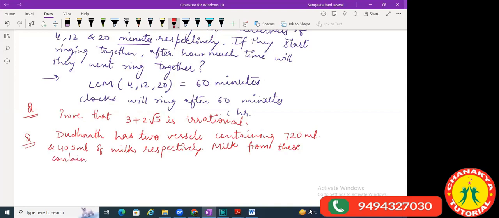You can write down the next question. Okay, Dudhnath has 2 vessels containing 720 ml and 405 ml of milk respectively. Milk from these containers is poured into glasses of equal capacity.